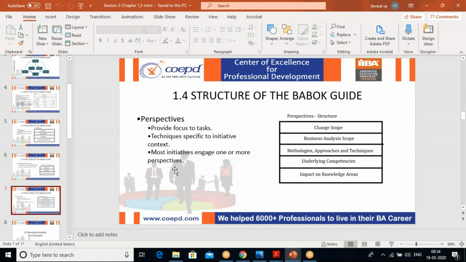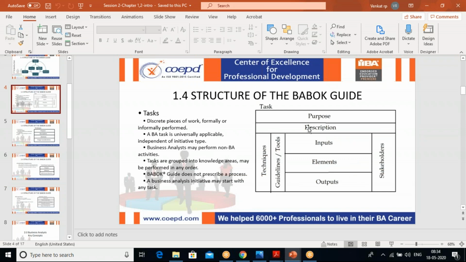Now, it is very important for us to know the structure of the task. A task has a purpose, description, inputs, outputs, elements, and then we have guidelines, techniques, and stakeholders. Like that, it is organized. Okay, so I want you, Pinchila, to draw this task diagram, this particular structure, so that it becomes easy for you to correlate when we discuss now. Okay, I want you to draw it for yourself. Please draw this task structure.